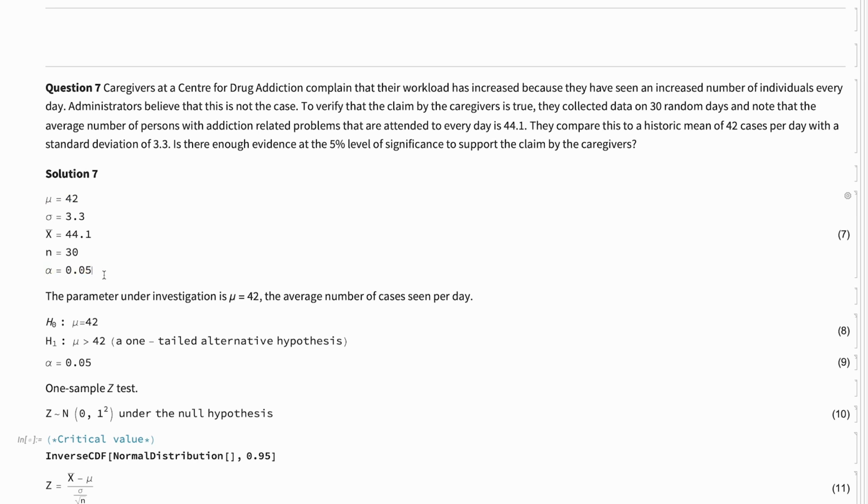What is the parameter under investigation? The parameter under investigation is mu equals 42, the average number of cases seen per day. Historically, that's 42. That is our population mean.